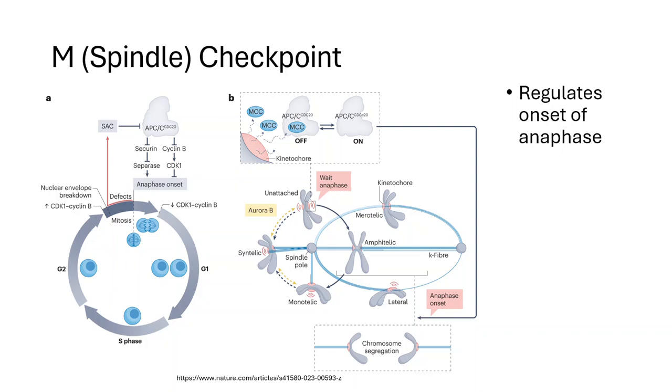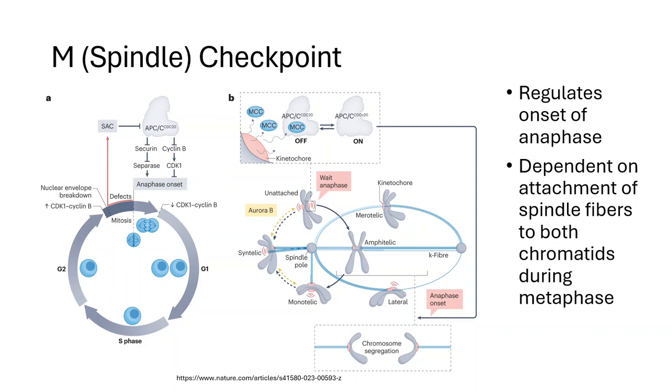Next checkpoint is the spindle checkpoint, otherwise known as the M checkpoint. It's going to regulate whether you're going to go on to anaphase. So this happens during metaphase. Sometimes it's called the mitosis checkpoint. Sometimes it's called the metaphase checkpoint. But what it's basically checking is, are my spindle fibers attached to both chromatids?